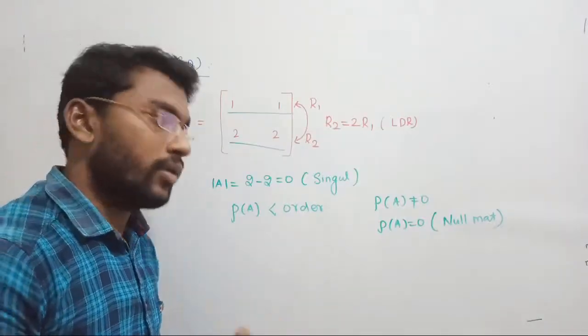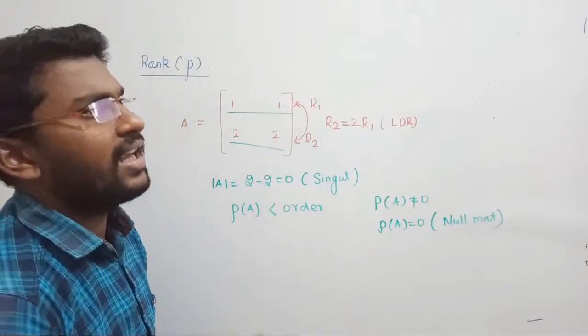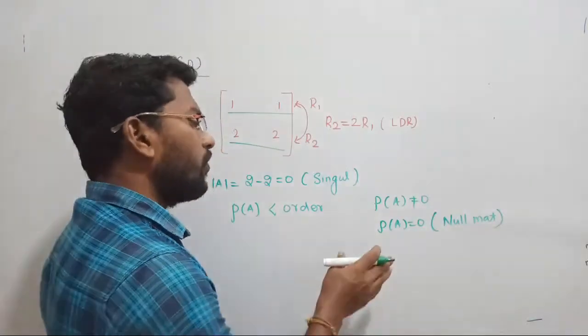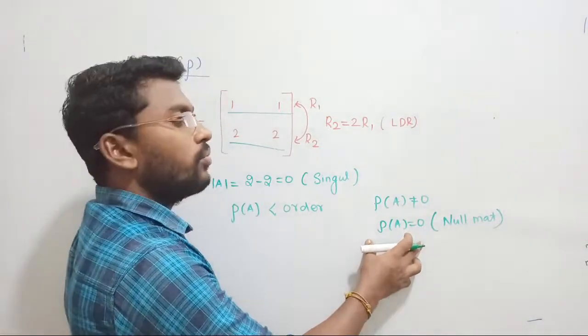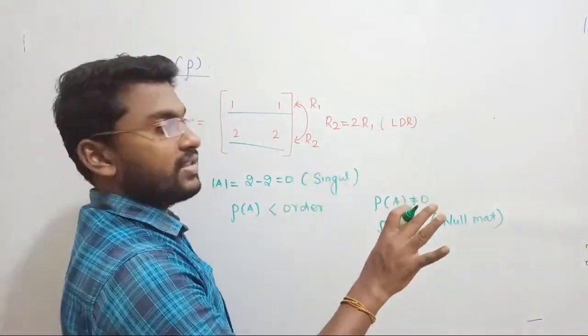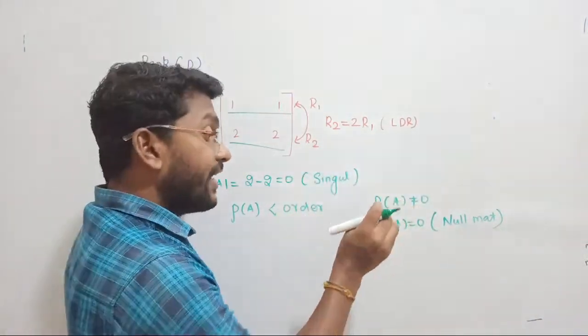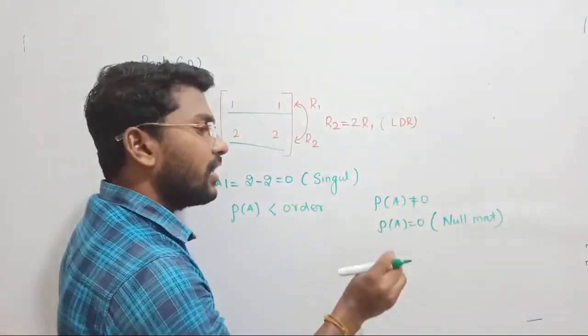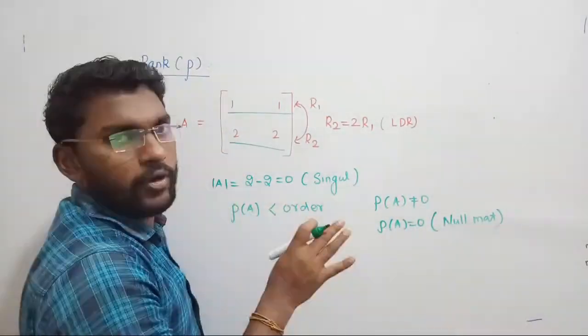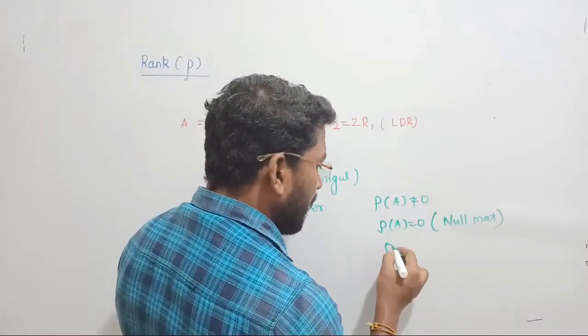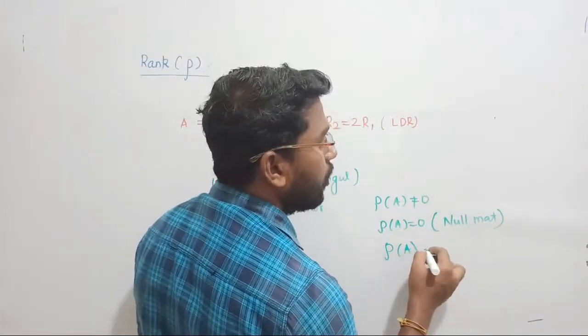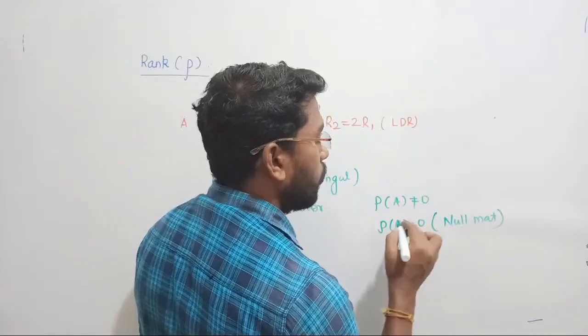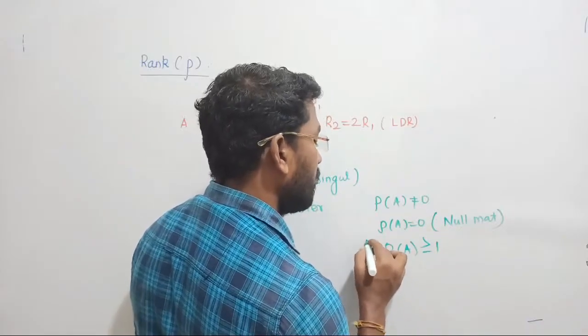7 cross 8, whatever, it does not matter. In a null matrix everything will be 0, right? Only in such a type of matrix will your rank be 0. In the rest of all the cases, except the null matrix, the rank of the matrix is at least equal to 1 or greater than 1. Don't forget this one, right?